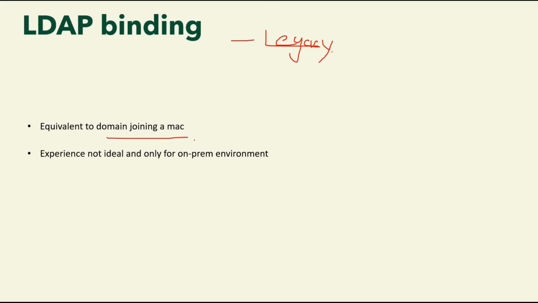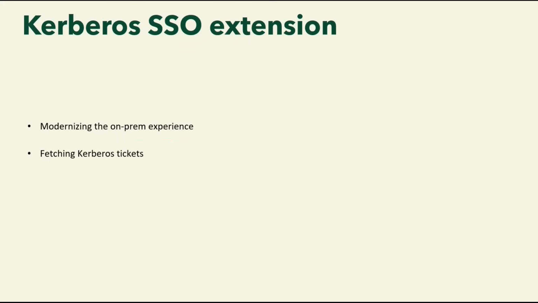Now LDAP existed. We have understood what were the limitations with LDAP binding. That is, no line of sight with the domain controller. You are working from home, not the ideal experience. Now, after LDAP, then came something called Kerberos SSO extension. Now, this Kerberos SSO extension was designed to build upon the machines that had undergone the LDAP binding.